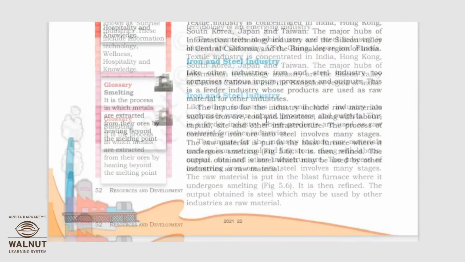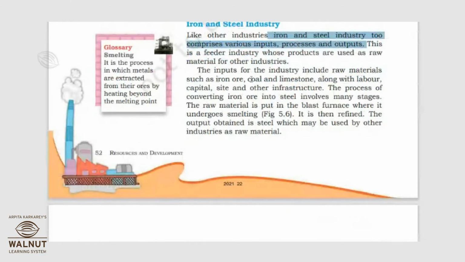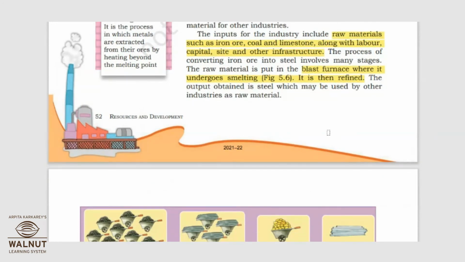Like all other industries, the iron and steel industry comprises various processes, inputs and outputs. So here again, a quick revision. It is the raw materials such as iron ore, coal, limestone, labor, capital, site and other infrastructure. This is the what? Input. Input, correct. So this is the input. Then what undergoes in the blast furnace, that is smelting and then refining, is what? It is the process. Processing, correct.